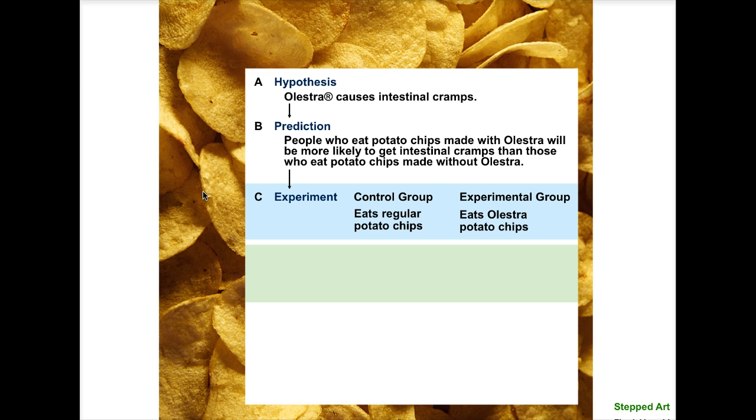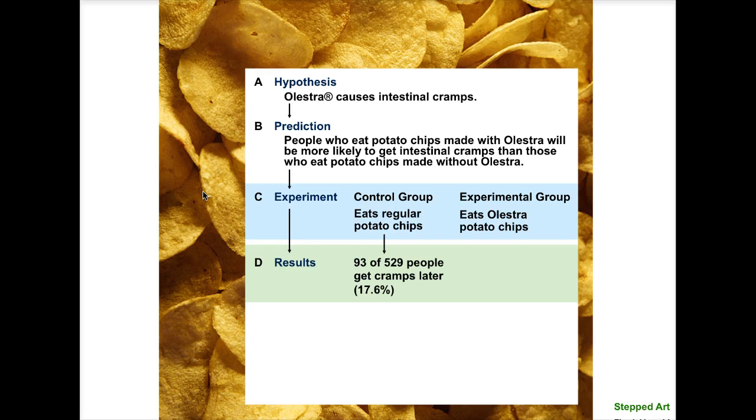So they designed an experiment, and in the experiment they created a control group and an experimental group. The control group is basically your comparison group. So that's the group where, in this case, the people are not eating olestra. And then the experimental group is the one that eats the olestra-filled potato chips. So they're the ones that the independent variable, which is what the scientist is changing, is implemented, which is olestra.